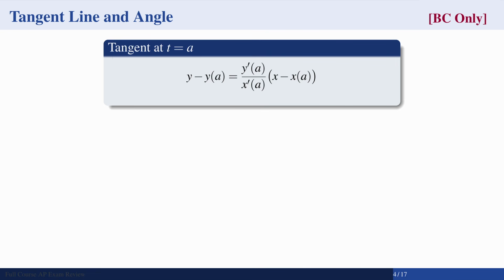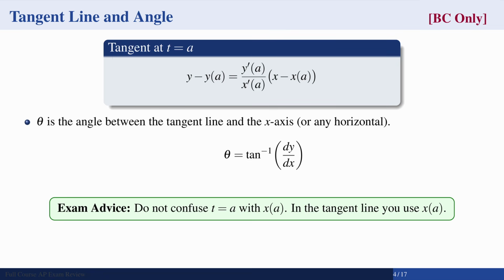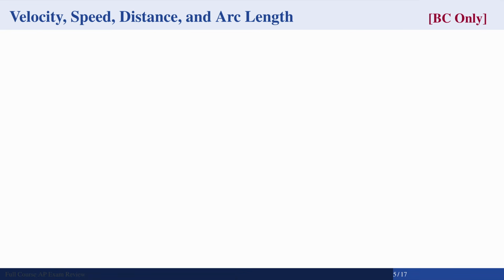Another thing that occasionally comes up, I can think of like one FRQ where it definitively came up, and every year when we review it, it's a little tricky for people. The angle between the tangent line and the x-axis, or really any horizontal line, is theta equals the inverse tangent of dy dx. That's also just the inverse tangent of the slope. So if you know y equals mx, it's the inverse tangent of m. And again, don't confuse t equals a with x of a. In the tangent line, you have to use x of a. Classic mistake. All right, let's talk about velocity, speed, distance, and arc length.